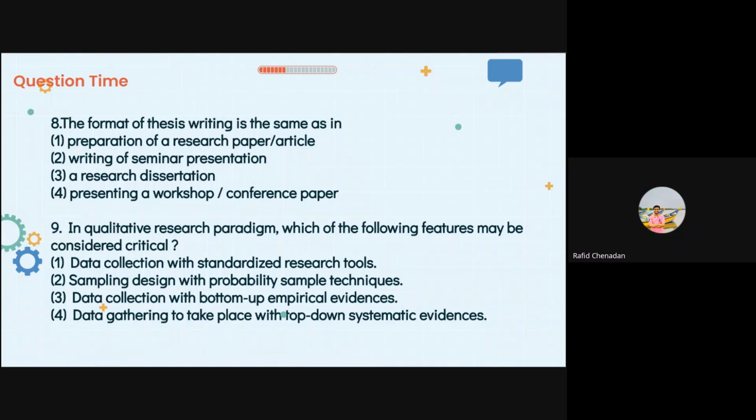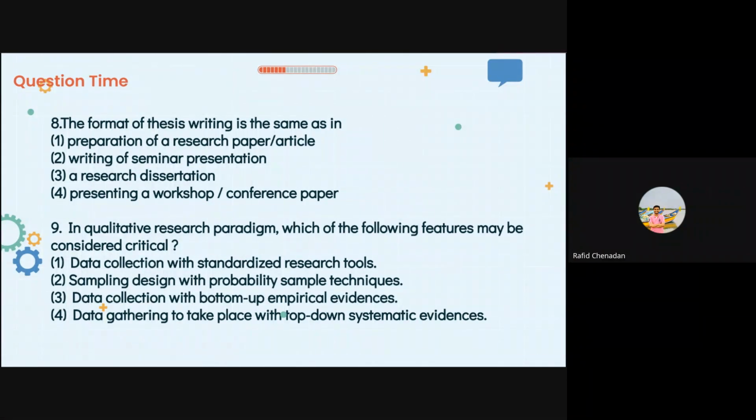Data collection with bottom up empirical evidence. So you already talked about qualitative research, right? We took the example of a psychological study of motivation, motivation for studying for an exam or whatever. When we make such a qualitative understanding, all these things are important. All these things are parts of a qualitative study, but not all of them are critical.